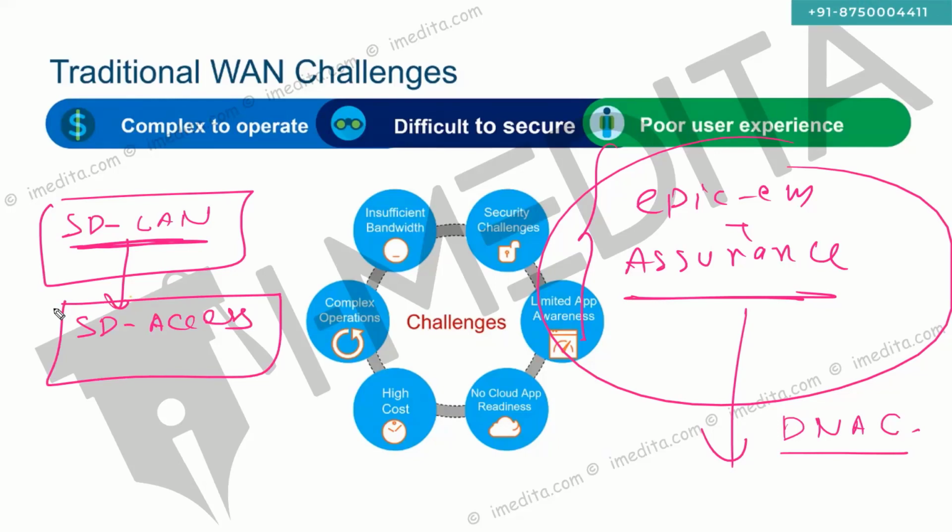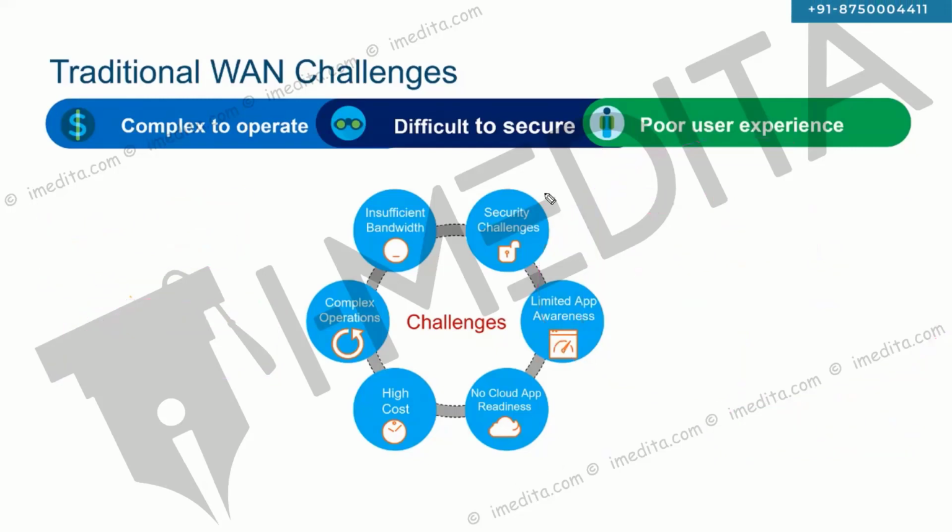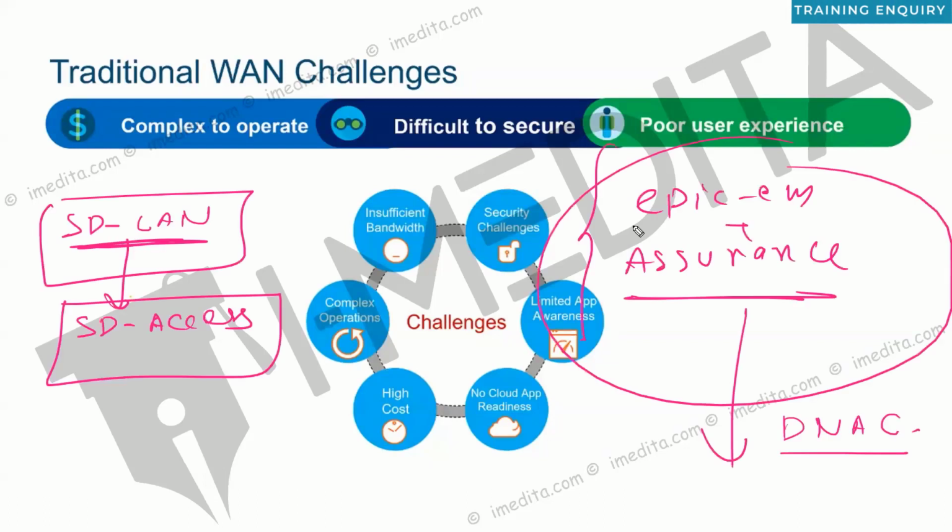So overall, Cisco offers three solutions when it comes to software-defined networking. Excuse me, sir. Can you please just tell about the DNA? Cisco again launched the DNA, and then what happened?